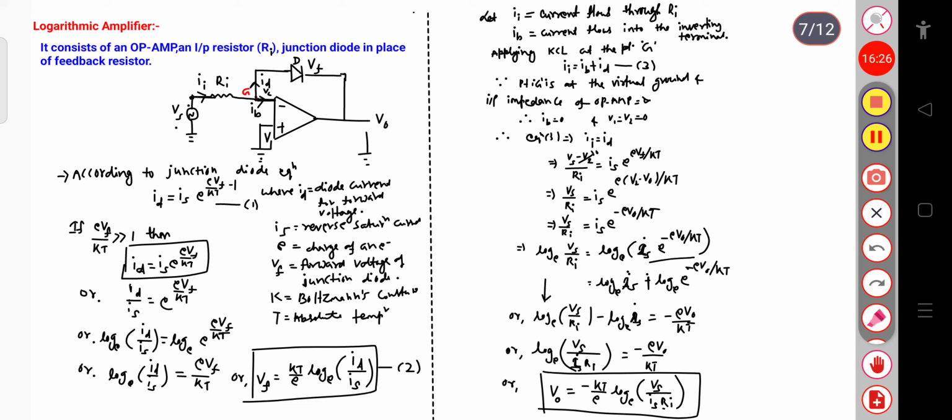So basically we can write this Vo, that is the output voltage, is proportional to minus log of Vs, that is the logarithmic value of the input signal. That's why it is called the logarithmic amplifier.